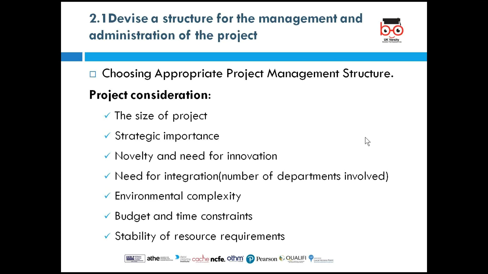And then we're going to look at the environmental complexity of the project. How is it going to impact the environment? Whatever project that we're going to do, how is it going to impact the environment? That is also going to impact on the type of structure that we're going to use. And then, a very important thing is the budget and the time constraints. Budget in terms of resources that will go into the project will determine the structure that we're going to use. We're going to look at time constraints. If the time is short, you're going to involve so many people so that you can achieve your objectives on time.